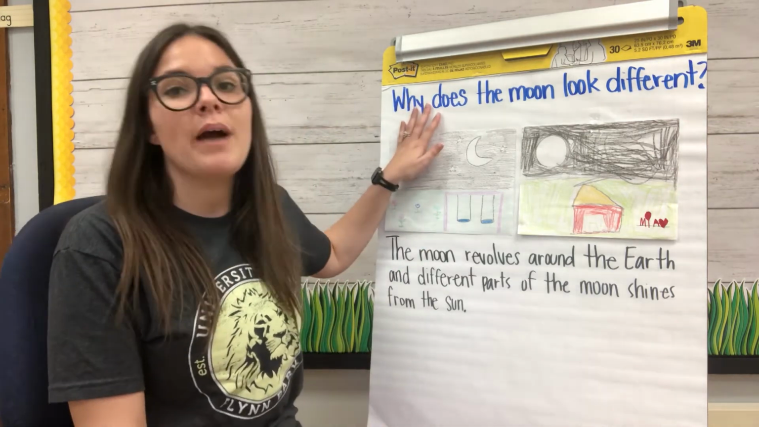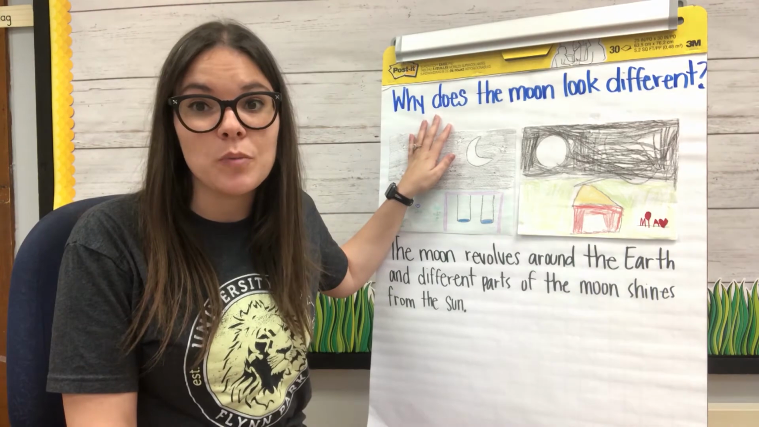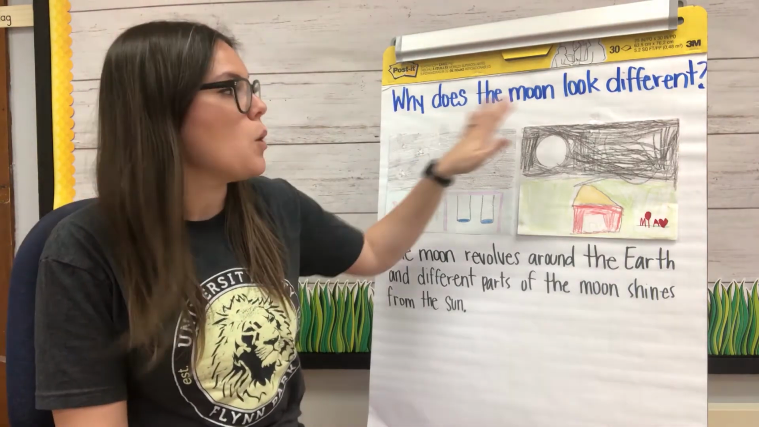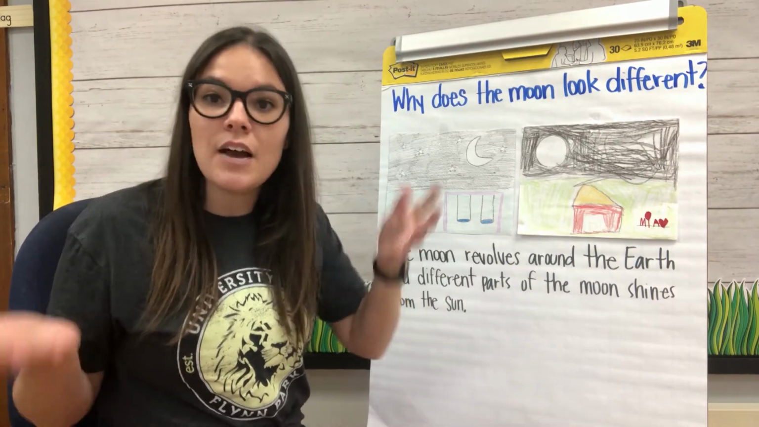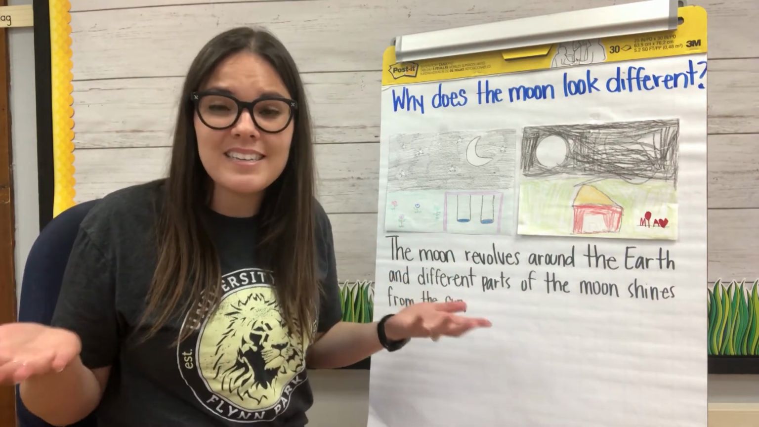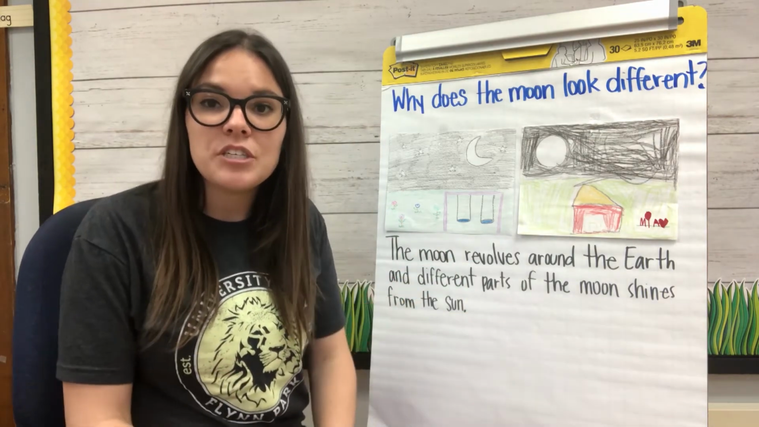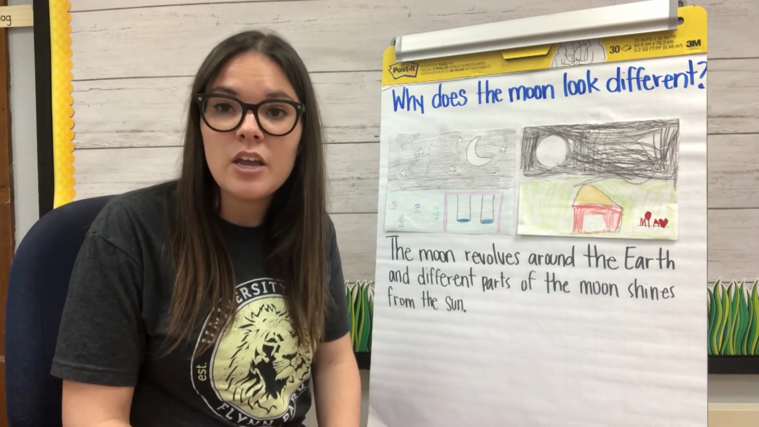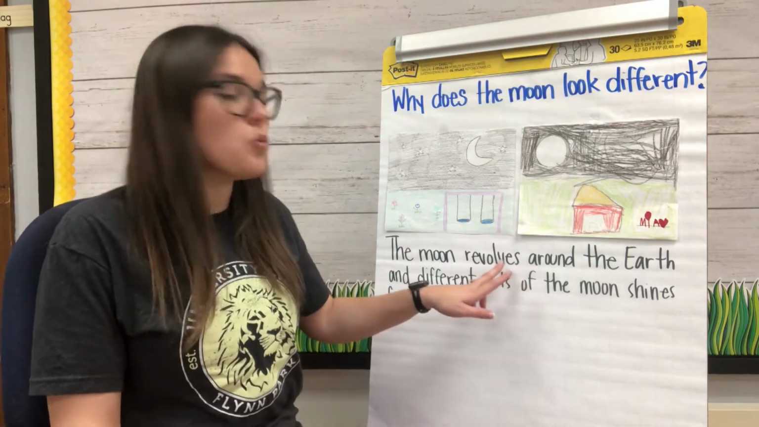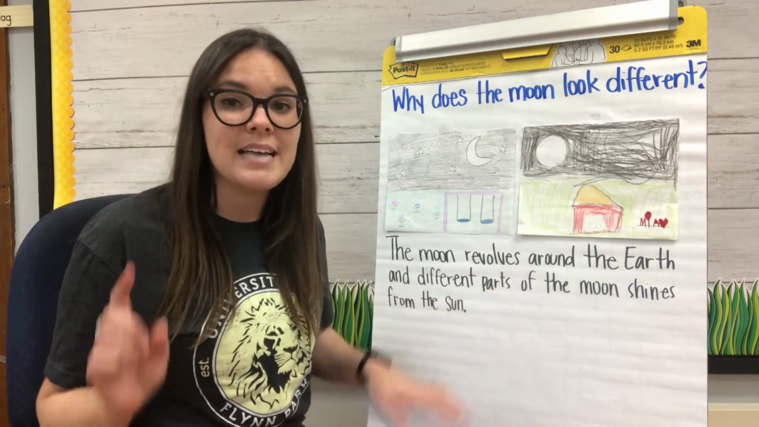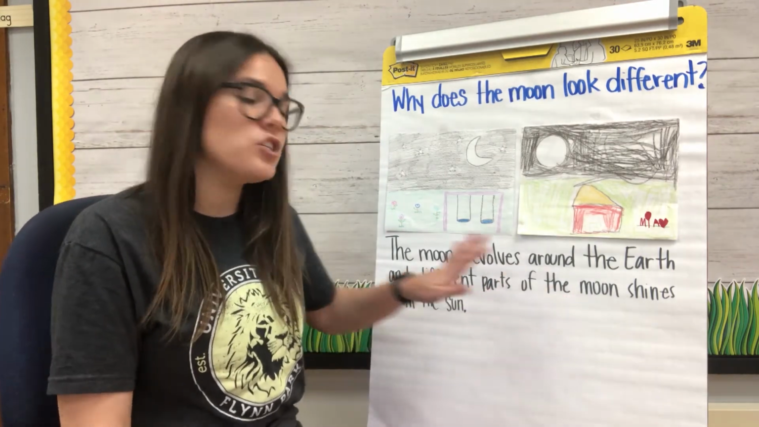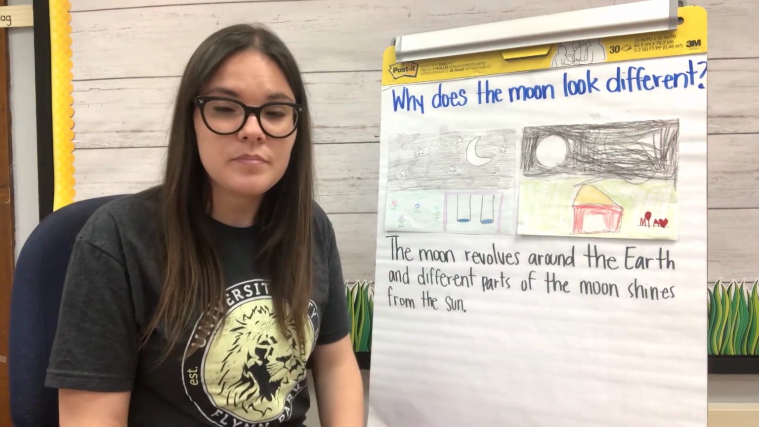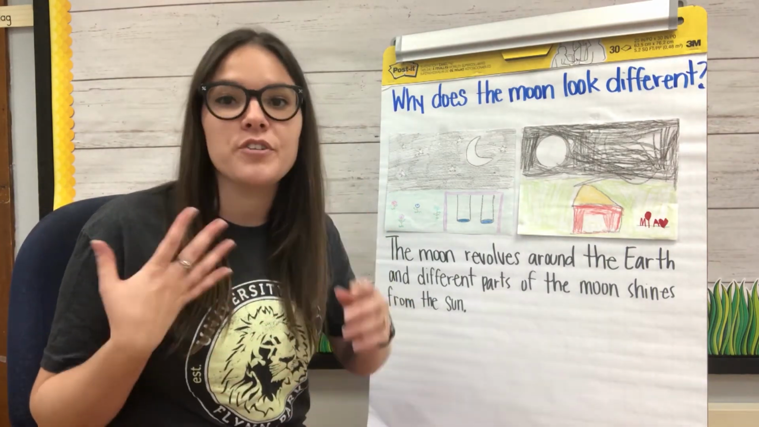So I want to go back to this question really quick so we can make sure we answer it. The question was, why does the moon look different on different days? And we discovered that the moon doesn't have its own light. It actually gets the light from the sun. And the moon is revolving around the earth. And as it's revolving around the earth, different parts of the moon are shining from the sun. So that's why we see those different shapes of the moon.